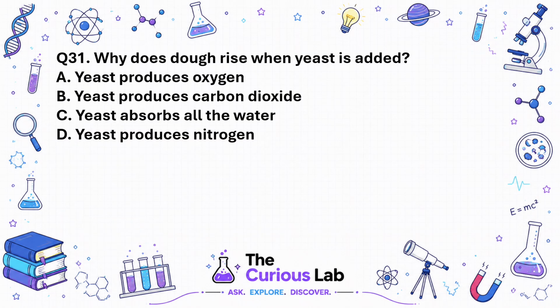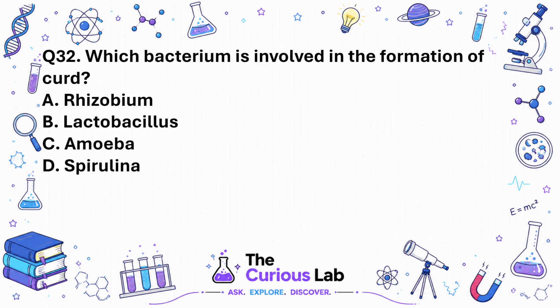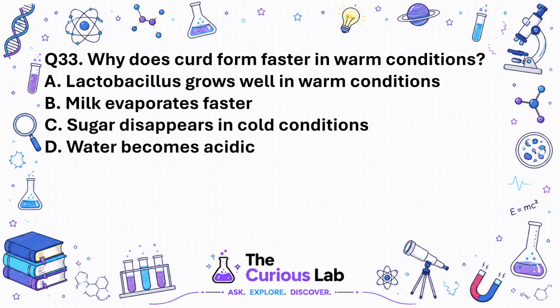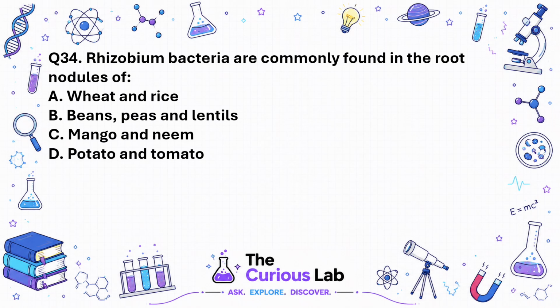Why does dough rise when yeast is added? Because yeast produces carbon dioxide. Next question, which bacterium is involved in the formation of curd? It is Lactobacillus. Next question, why does curd form faster in warm conditions? Because we know that Lactobacillus can grow better in warm conditions.